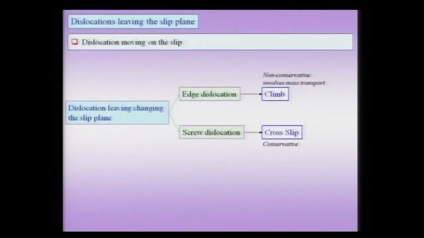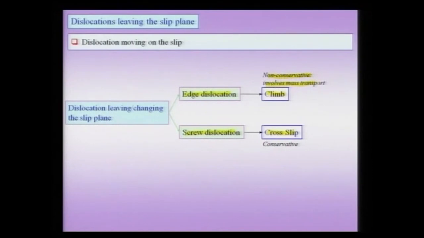Dislocations, as we saw, can glide on the slip plane, but additionally, they can actually leave the slip plane, and it depends on the type of dislocation to decide by what kind of mechanism they would leave the slip plane. An edge dislocation can leave the slip plane by a process known as climb. A screw dislocation can leave its slip plane by a process known as cross slip. The fundamental difference between these two mechanisms is that climb is a non-conservative process and involves mass transport. And we will see in the coming slides why this is so.